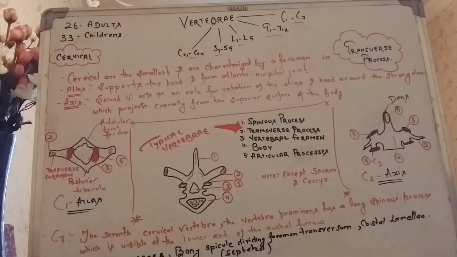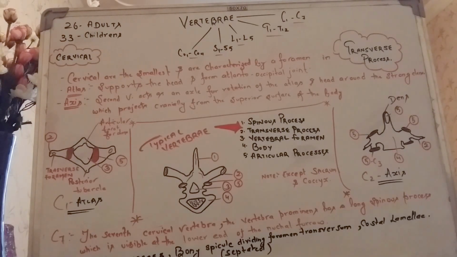Lumbar are 5 in number, and sacrum, that is S1 to S5, is a fused bone, so it is counted as 1. Same in the case of coccyx. Coccyx are 4, but it's a fused one, so it is counted as 1.